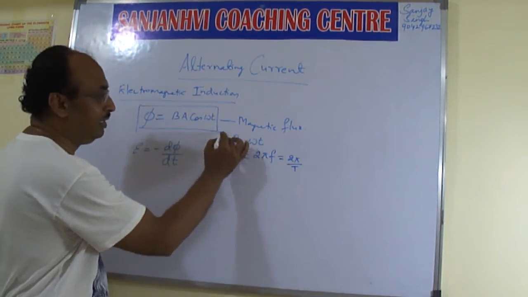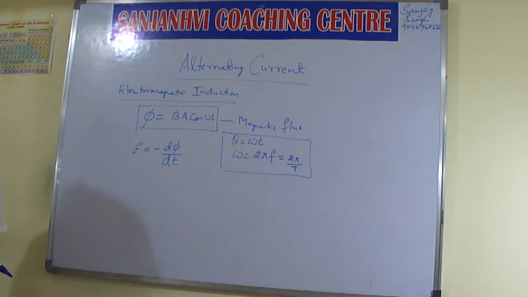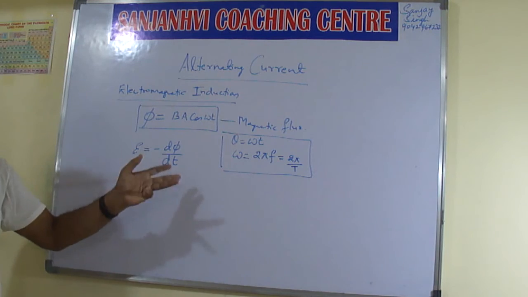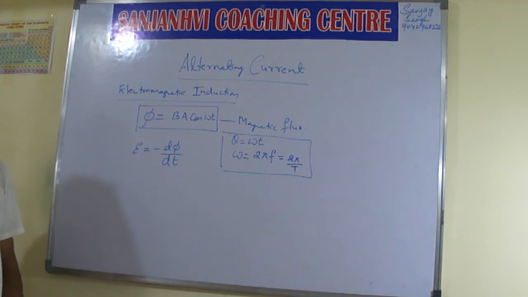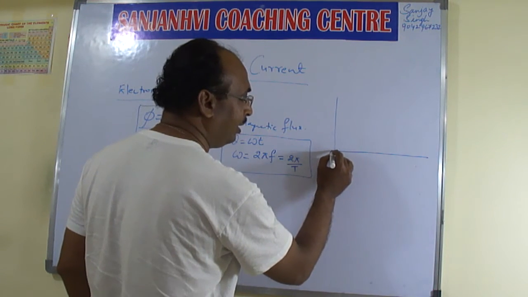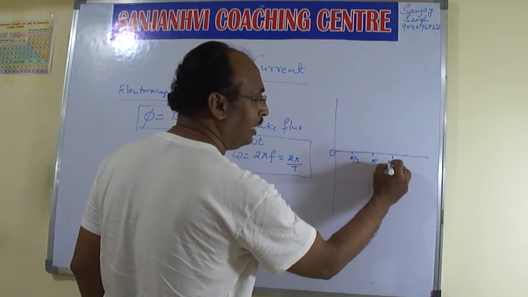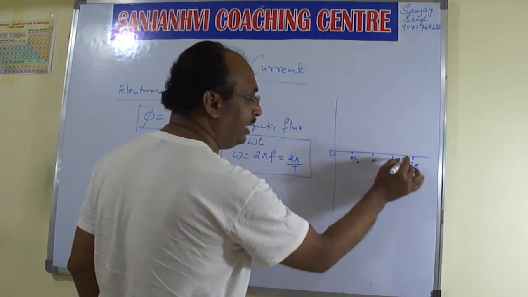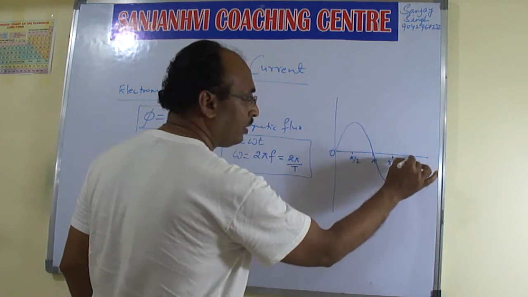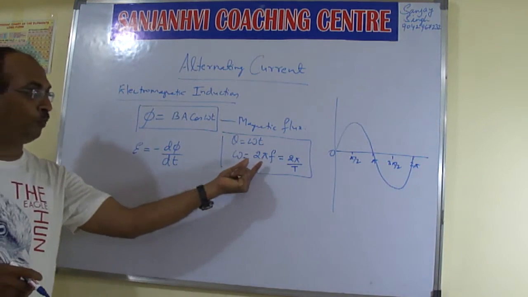We will be utilizing these relations. 2 pi is the angle, 360 degrees. Whenever we are finding the sinusoidal current, we find it between 0, pi by 2, pi, 3 pi by 2, and then 2 pi. With this 2 pi, one cycle gets completed. That's why this 2 pi is there.